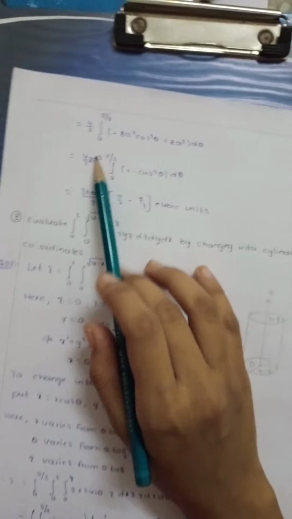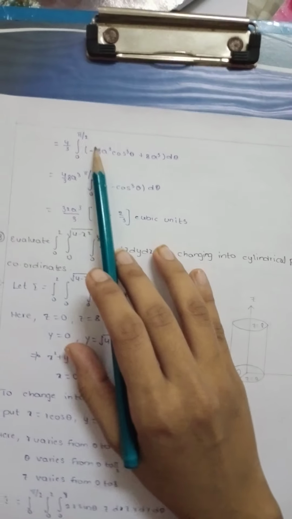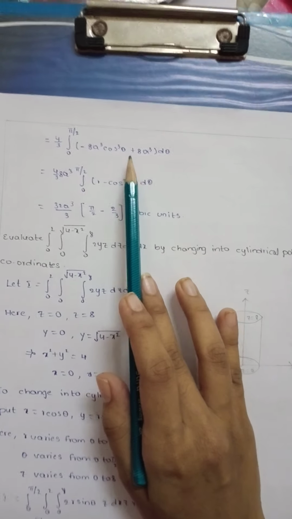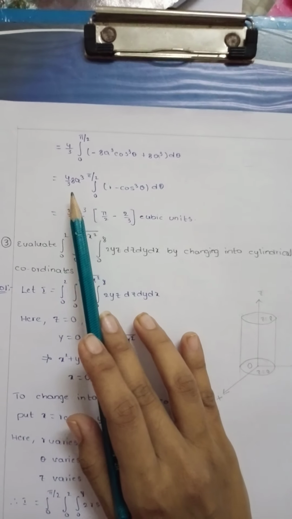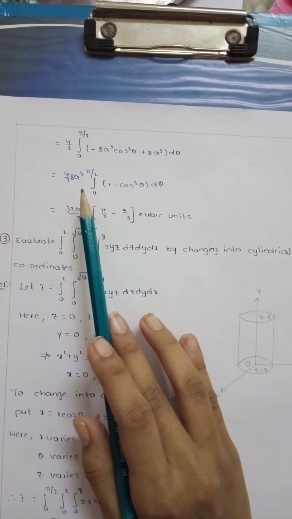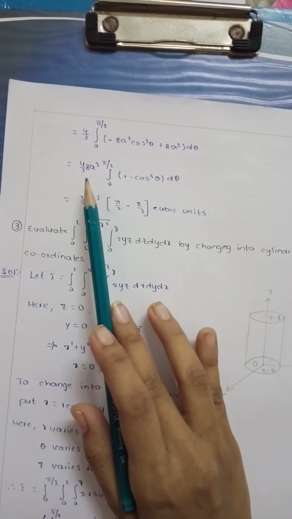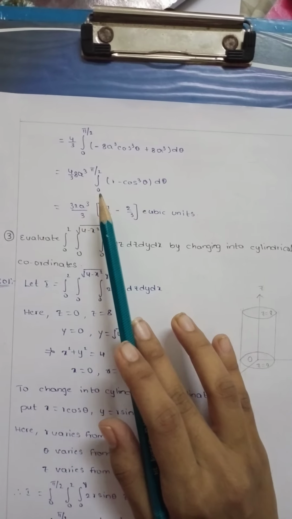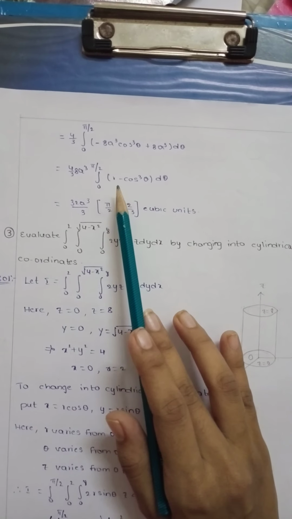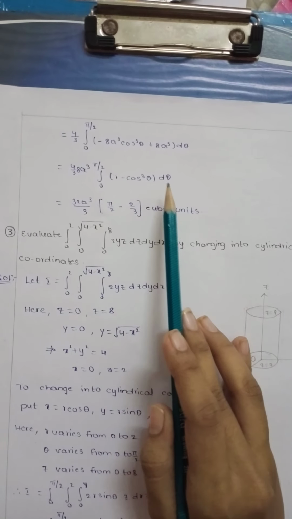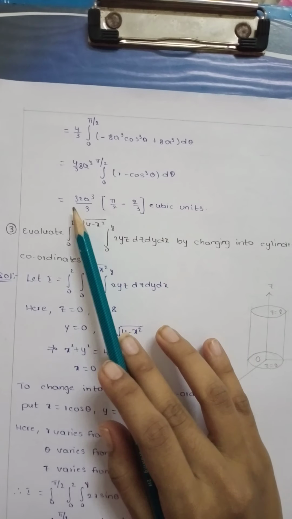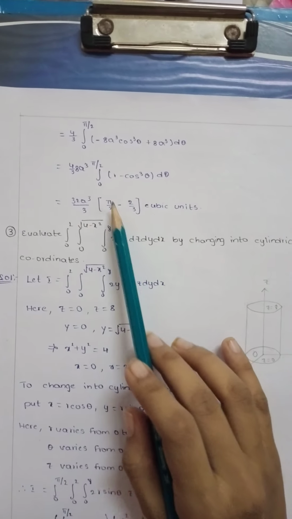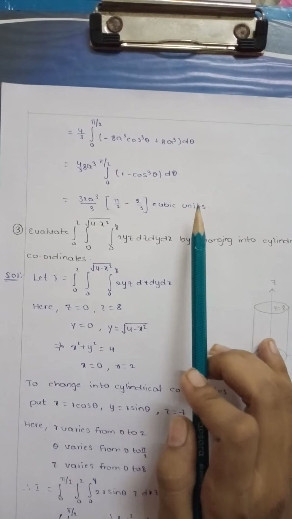Then we get 4 by 3 integral 0 to pi by 2, minus a cube cos cube theta plus a cube, d theta. We take 8a cube outside, then we get 4 by 3 into 8a cube integral 0 to pi by 2 of 1 minus cos cube theta d theta. We substitute the values here, and we get 32a cube by 3 into pi minus 2 by 3 cubic units.